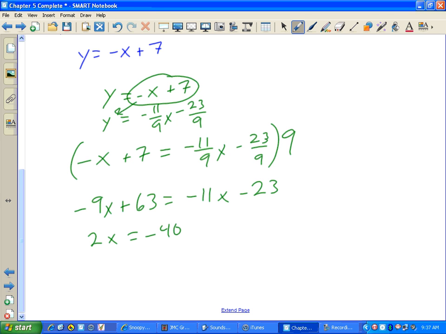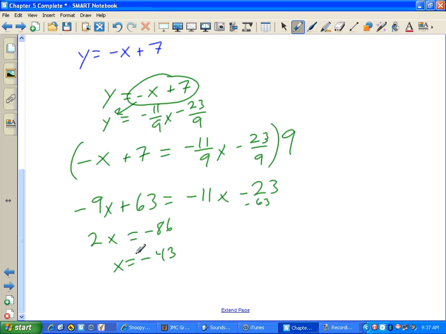40. So x equals negative 20. Or actually, no, that doesn't give me negative 40. So I'm subtracting, so that'd be negative 86. So that means x is negative 43.